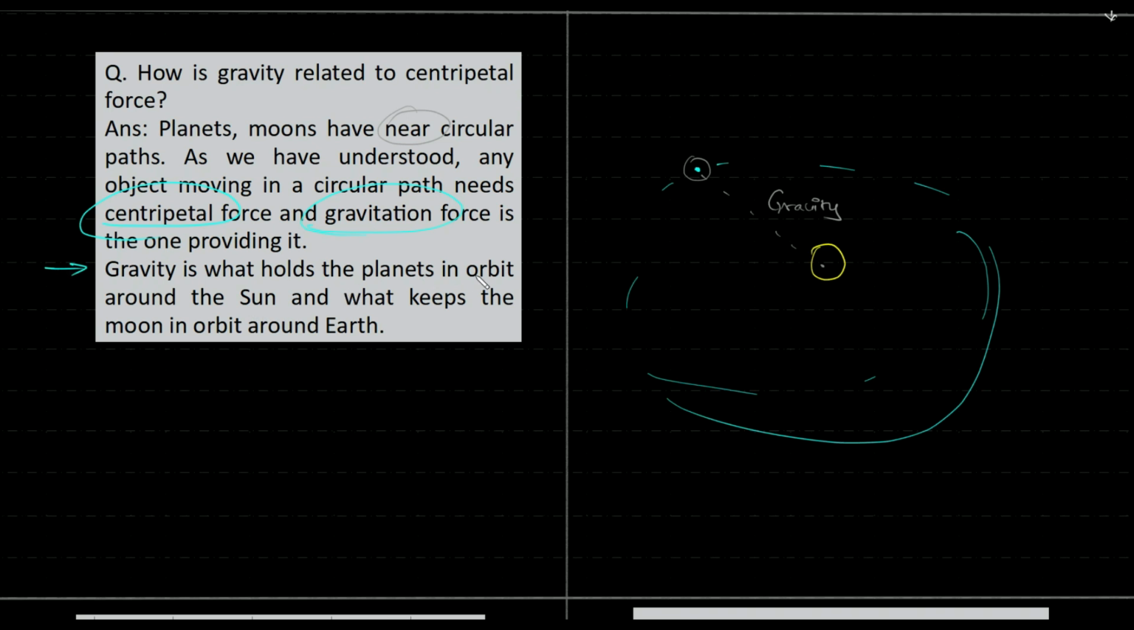Gravity is what holds the planet in orbit around the sun and what keeps the moon in orbit around Earth. So this can be expanded to other things. Many other things are moving in a circular path in the universe. All of them have the same reason, and that reason is gravity.